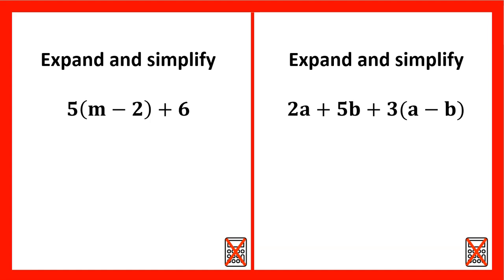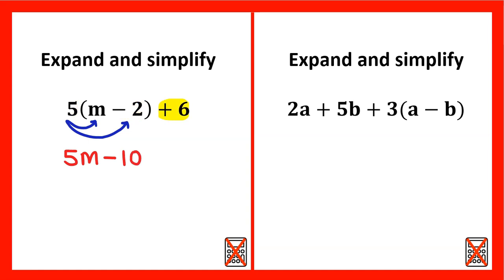You can expand or remove brackets by multiplying everything inside the brackets by the letter or number in front. In this case, the number we have in front is 5. We can start by multiplying this by the first term inside the bracket, which is m. 5 times m is 5m. Next, we can multiply the 5 by the next term inside the bracket, which is negative 2. 5 lots of negative 2 is negative 10.